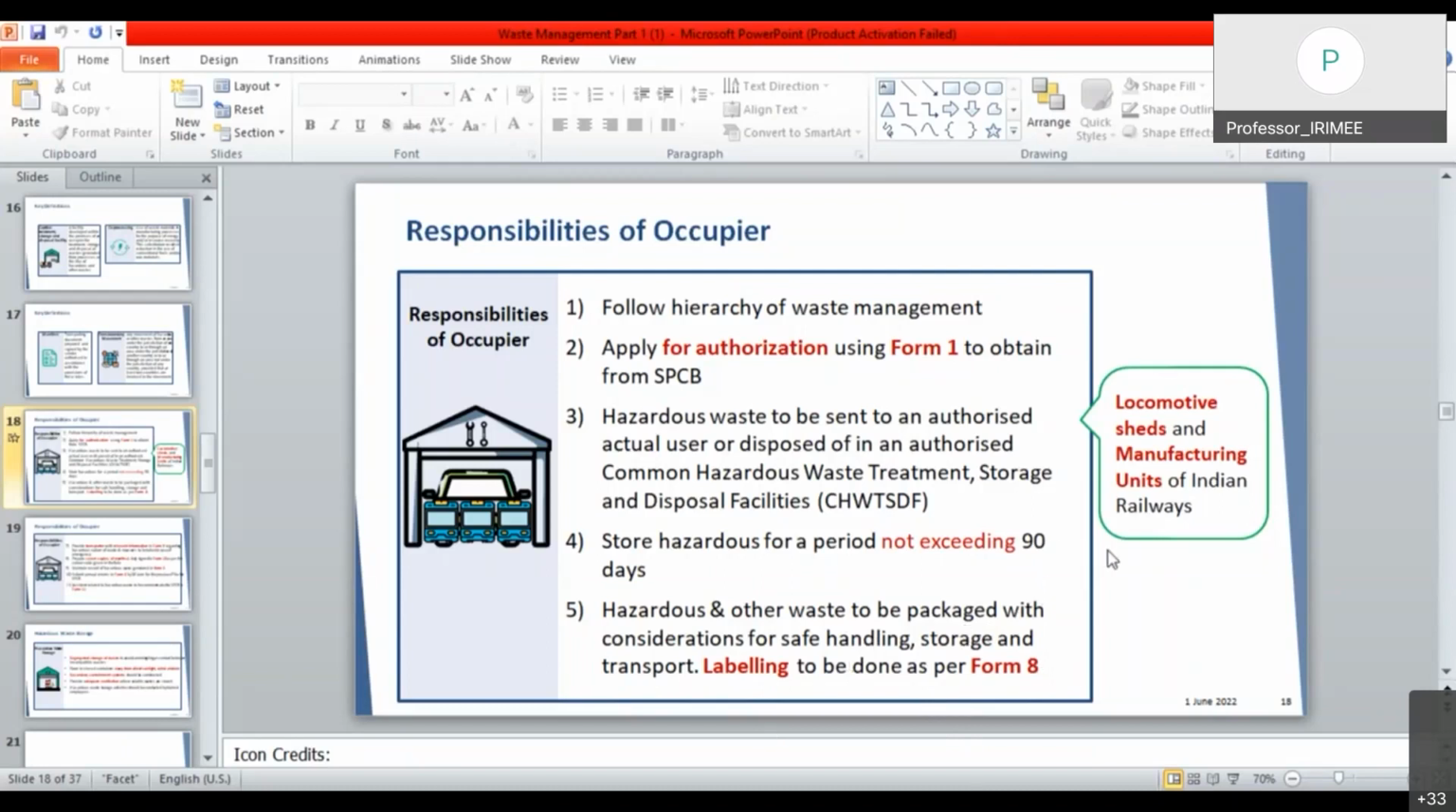In the railways, locomotive sets and manufacturing units come under the purview of the occupier for the purpose of hazardous waste, because in these locations in the railways, hazardous waste is generated in considerable amounts.